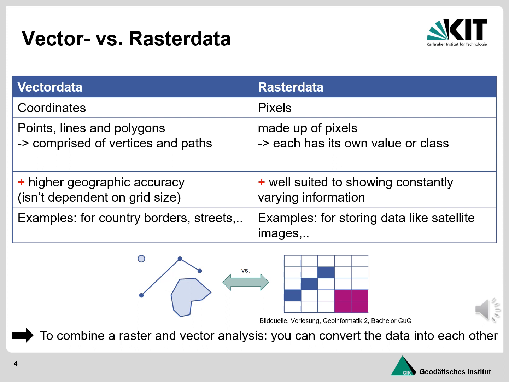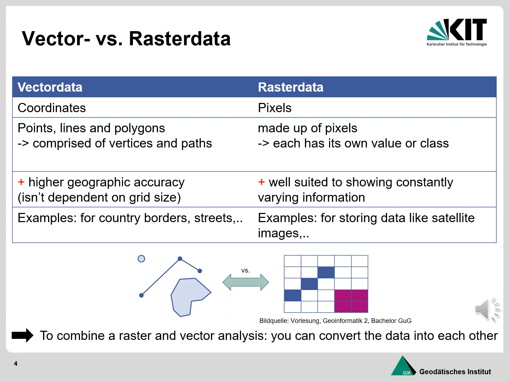For using QGIS, it is good to know the difference between vector data and raster data. Vector data are based on coordinates like points, lines, or polygons. It gives a higher geographical accuracy because it isn't dependent on the grid size. You can use it, for example, for country borders or streets.